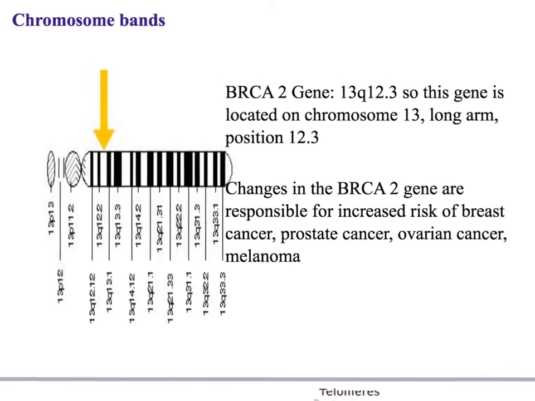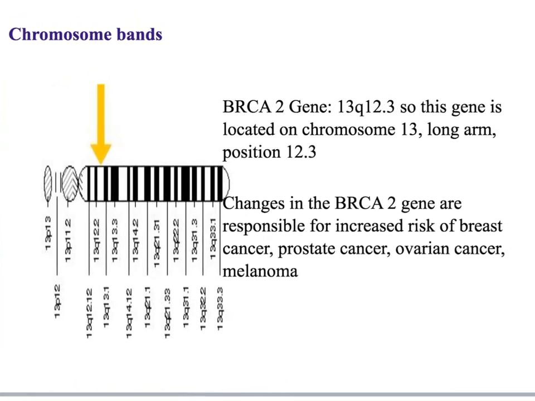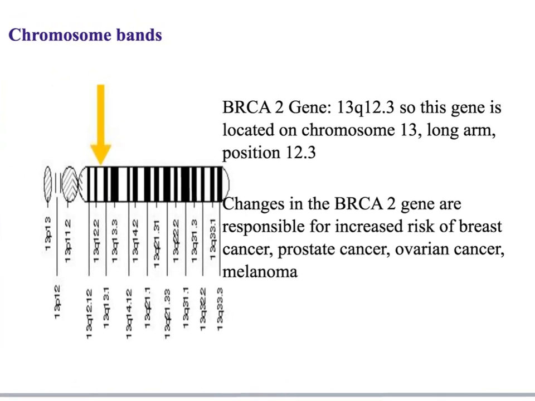So here's a better picture of our chromosome bands. Here's our BRCA2 gene as located at 13q12.3 right there, and so this is the gene located on chromosome 13, long arm, position 12.3. So changes in the BRCA2 gene are often responsible for increased risk of breast cancer, prostate cancer, ovarian cancer, and melanoma.